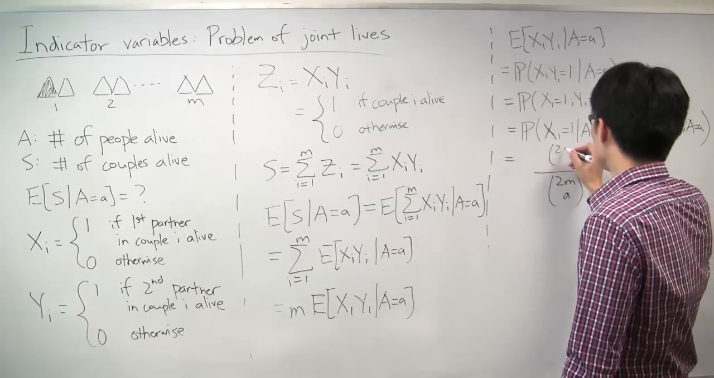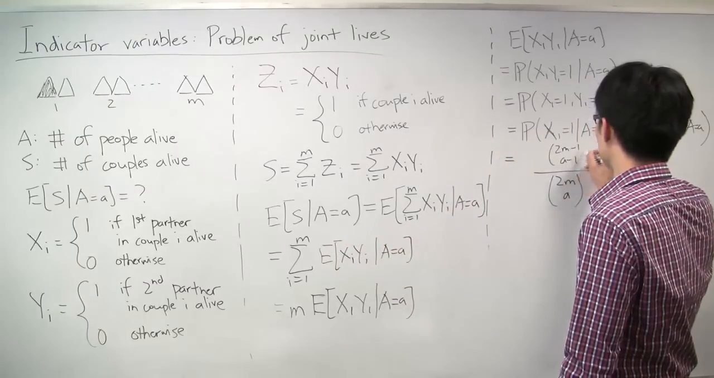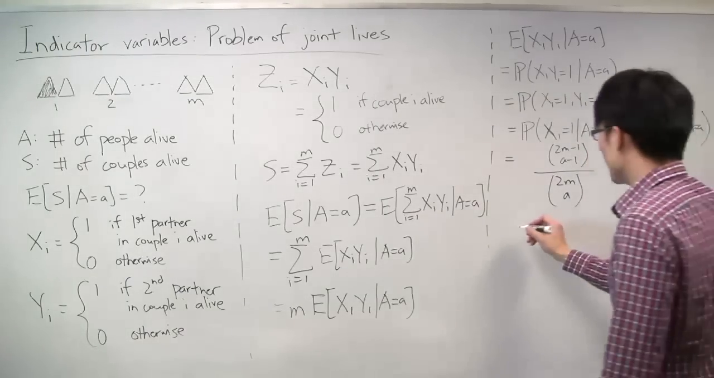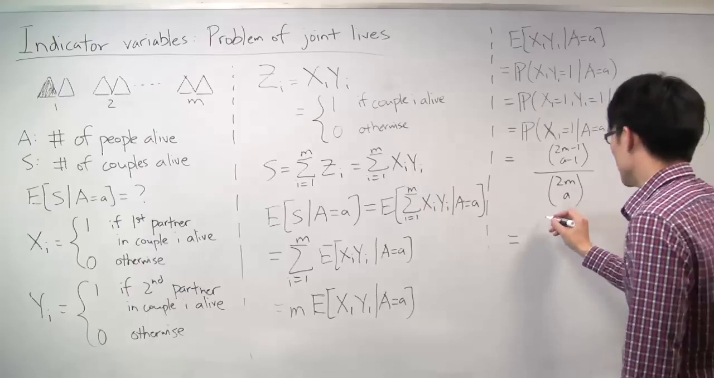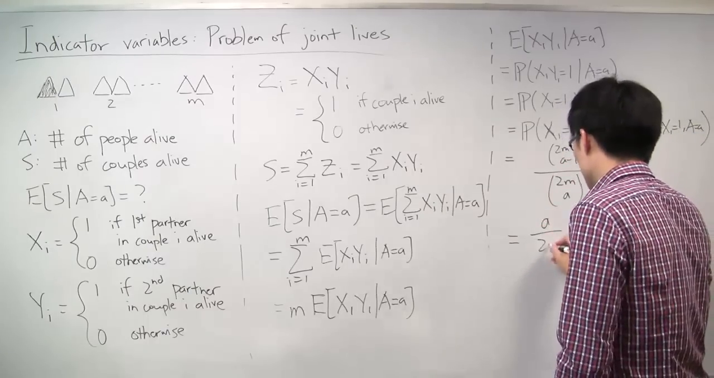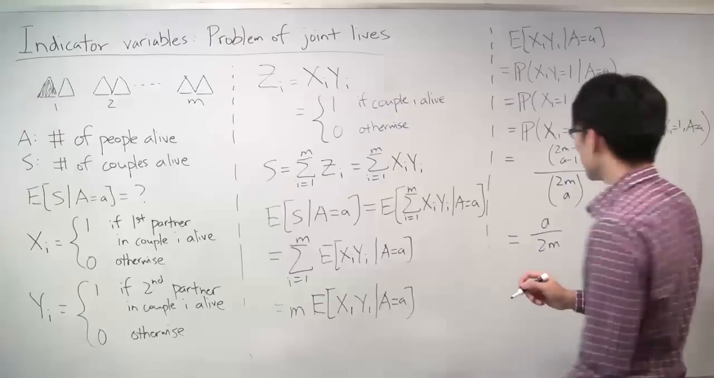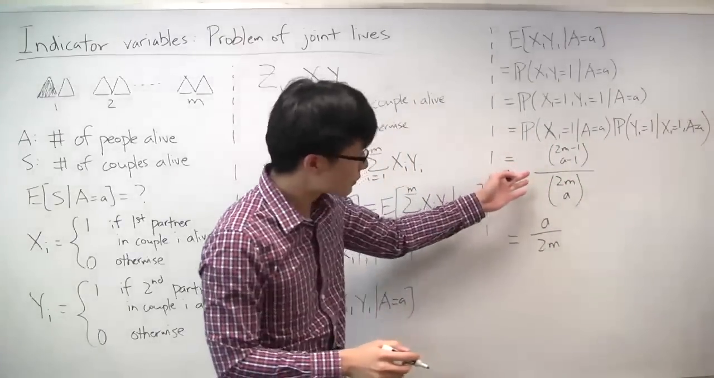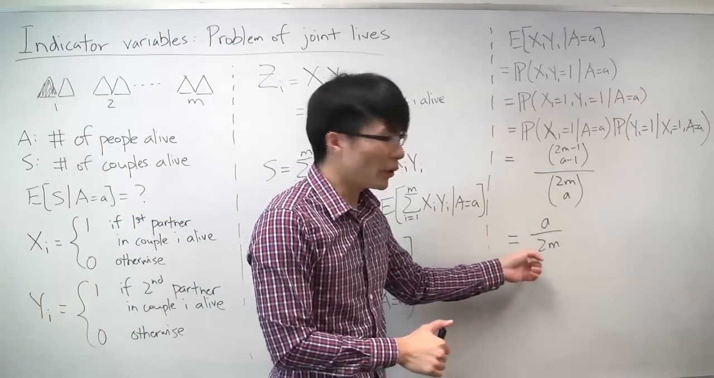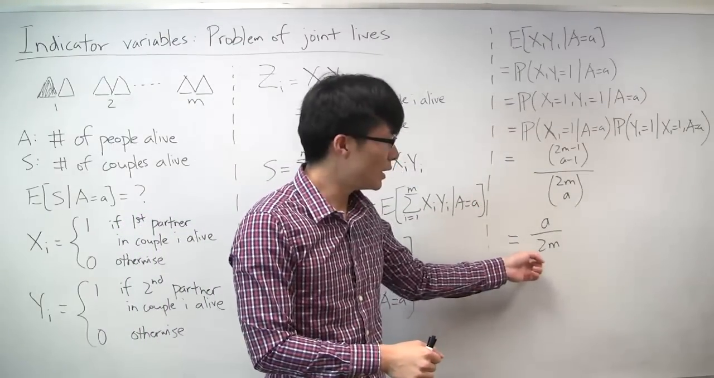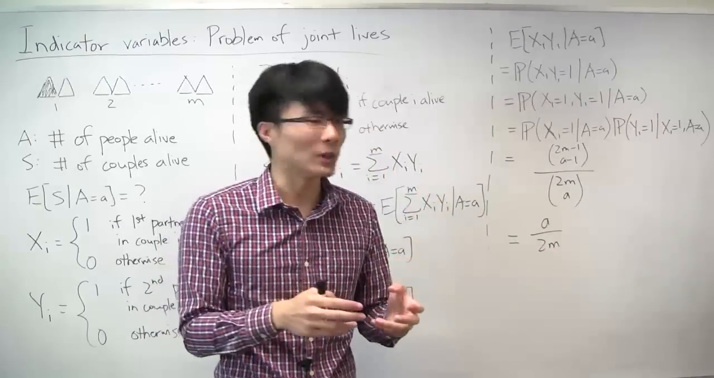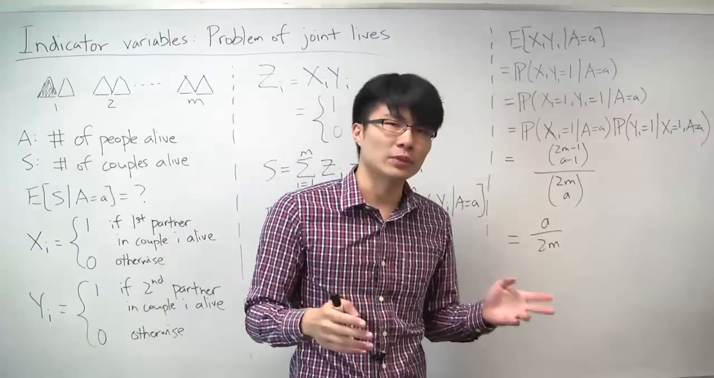So there's 2m minus 1 choose a minus 1. And if you actually calculate this out, it turns out that this is just a over 2m. So another way to think about this, if the counting argument didn't quite make sense, is that there are basically a slots left. These are the a lucky people who are still alive.